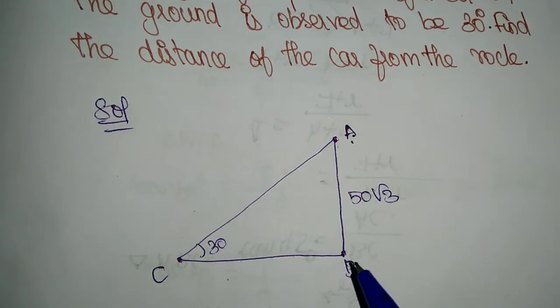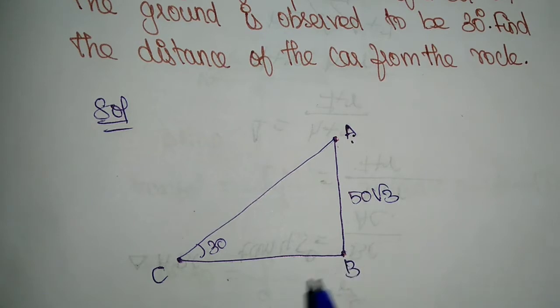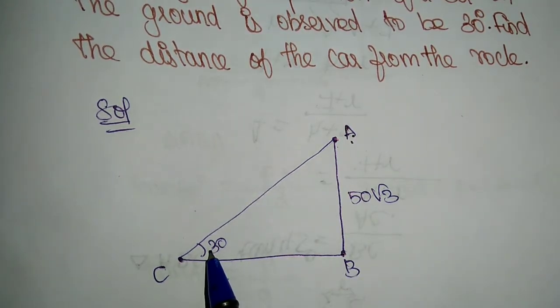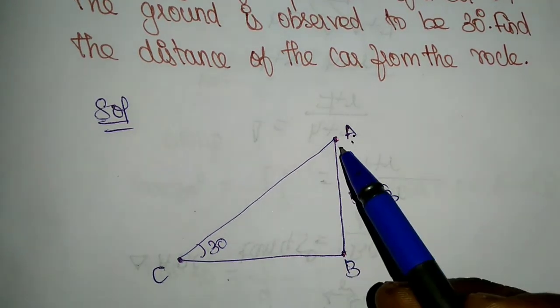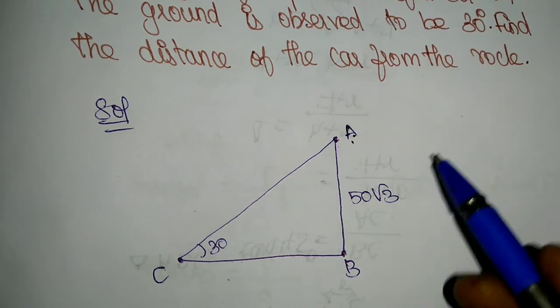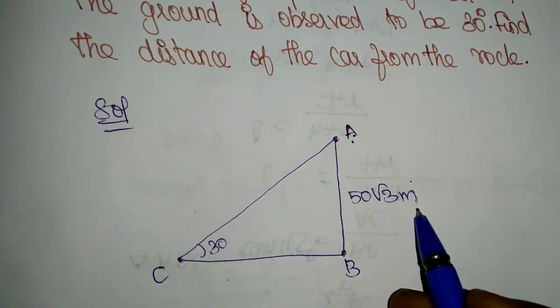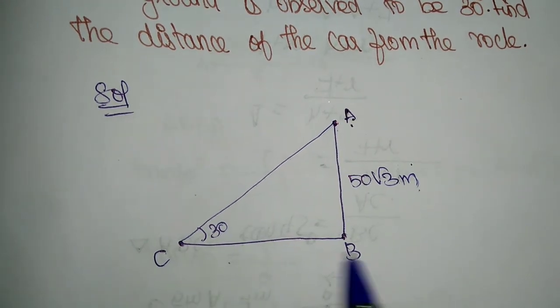Here the angle of depression of a car on the ground is observed to be 30 degree. From the ground the angle of depression is 30 degree. The height of the top of the rock is 50 into root 3 meter. Now we have to find the distance of the car from the rock. We have to find BC.